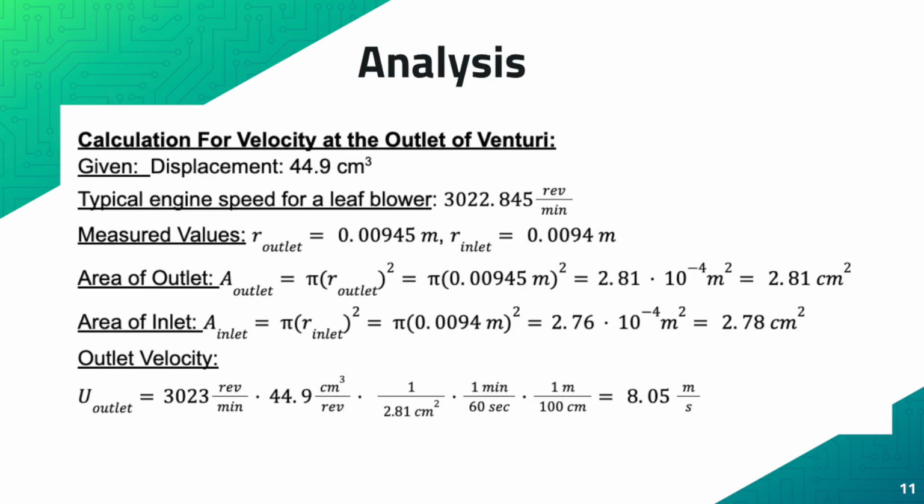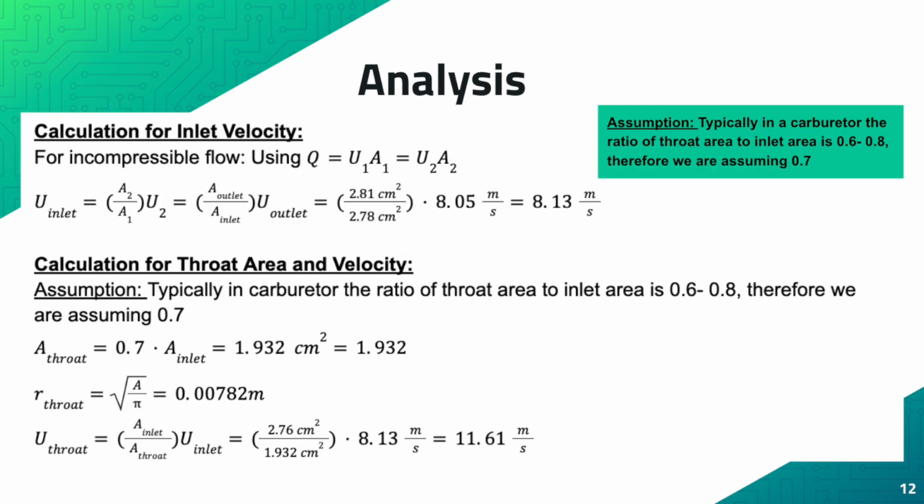Using dimensional analysis, we calculated the outlet velocity as the product of the RPM found from the combustion of gasoline, the displacement, and the measured cross-sectional area of the outlet, obtaining a flow velocity of 8.05 meters per second. Applying the continuity equation, more specifically conservation of mass, we can find the velocity at the inlet, which is very close to the outlet one. To find velocity at the throat, we are assuming an inlet to throat area ratio of 0.7. Doing this, the throat velocity we found is 11.60 meters per second.